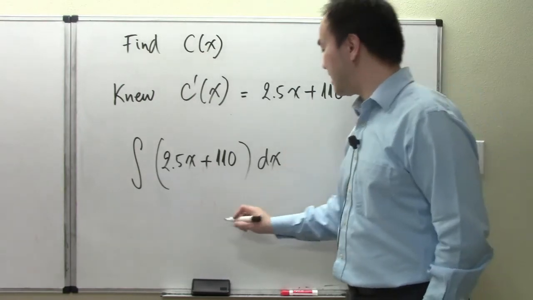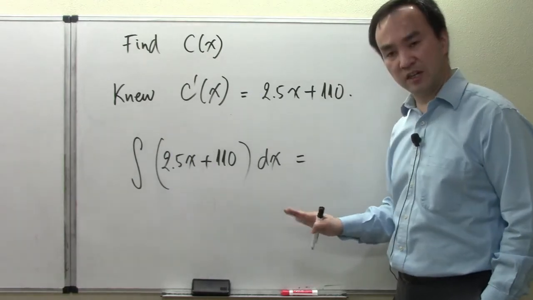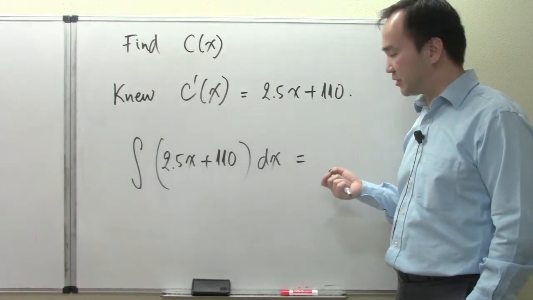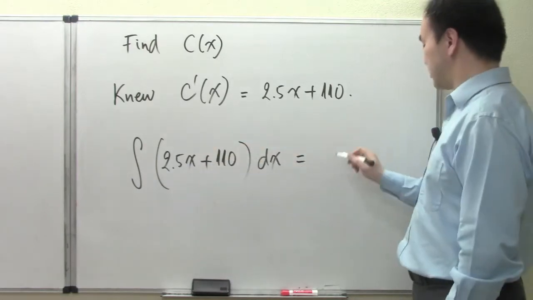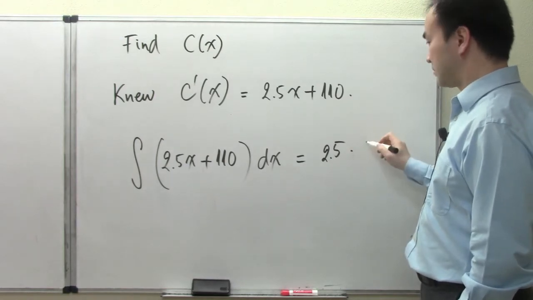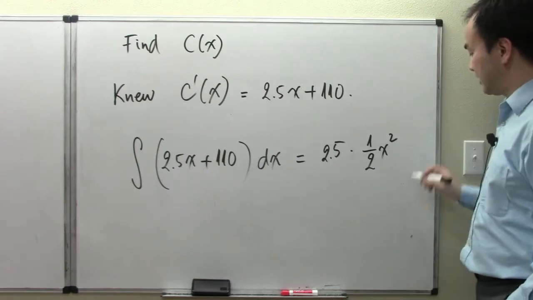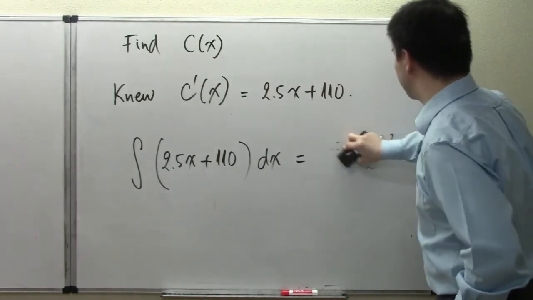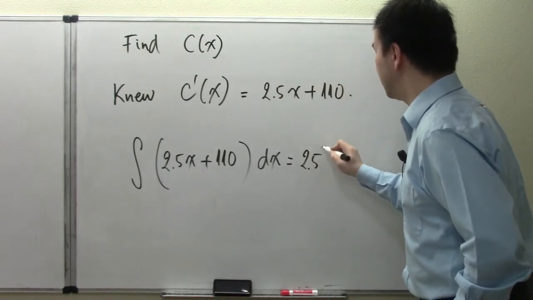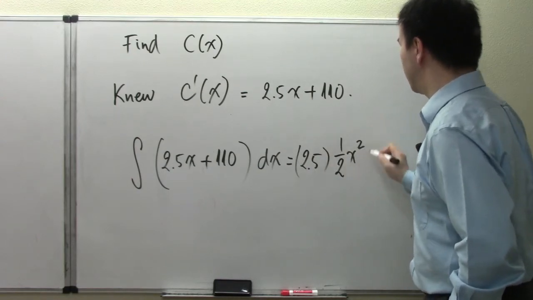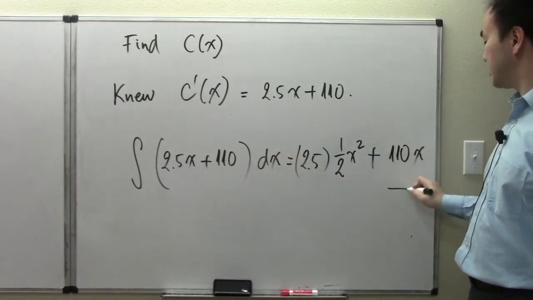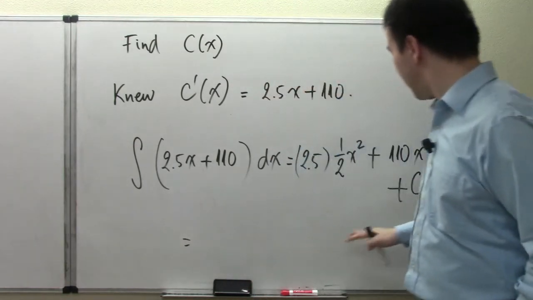And so now with all the skills you have learned in my lecture about finding antiderivatives or finding indefinite integrals, this is going to give us 2.5 times 1/2 x squared, and then plus, the sum rule says we can go 110x and plus c. And so now at the end, I have to clarify a little bit.